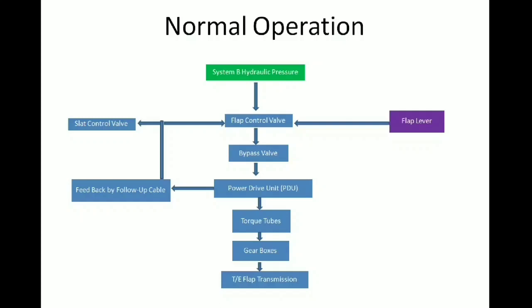When the selected position is reached, there is a feedback system by the follow-up cables which send the feedback to the flap control valve and the slat control valve. And when the selected position is reached, it closes the flap control valve and the trailing edge flap stops at that position. And then when we again move the flap lever, again it will open the flap control valve, and when the trailing edge flap reaches the selected position, again the feedback will go and stop the flap control valve.